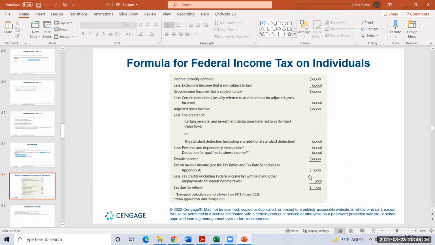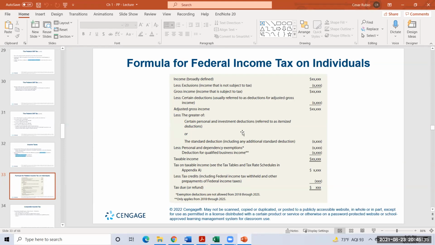So if my subtraction is bigger than this, that means that I would have a subtraction here at the bottom, and that would be a refund. But this one doesn't have it, so that means that I just have to assume that it's a tax due. So we're going to spend a lot of time. If you start doing this now, it'll help you a lot, because everything that we do in this class is going to be around this formula.